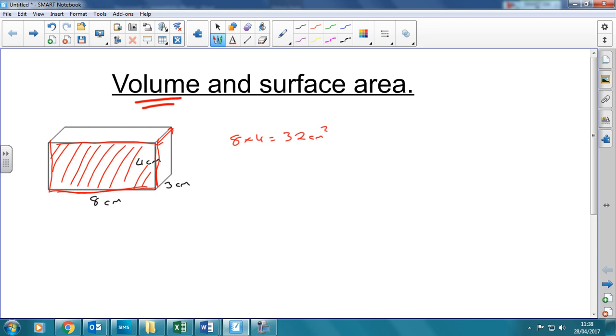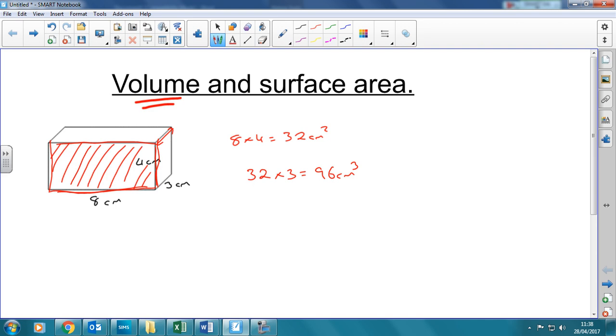And then once we've got the area of the flat shape, we multiply it by how far back it goes. Now this one goes back by 3 centimetres. So 32 times by 3 equals 96 centimetres cubed. And that is how you find the volume of a prism.